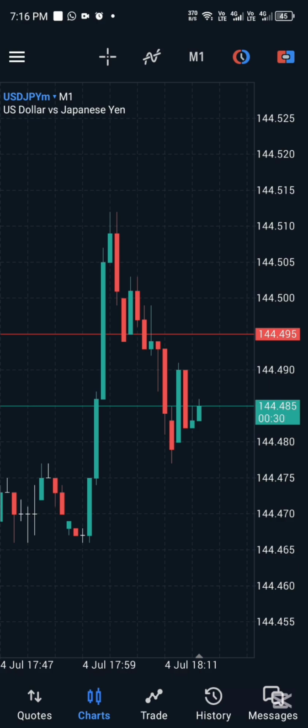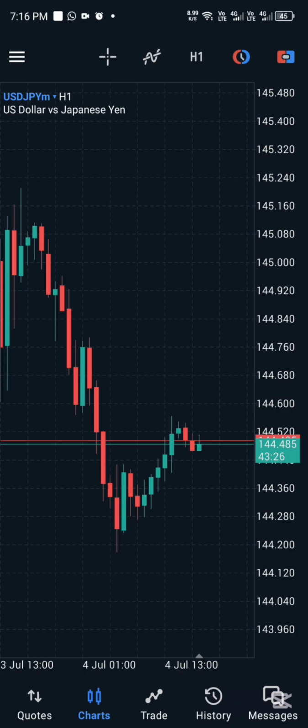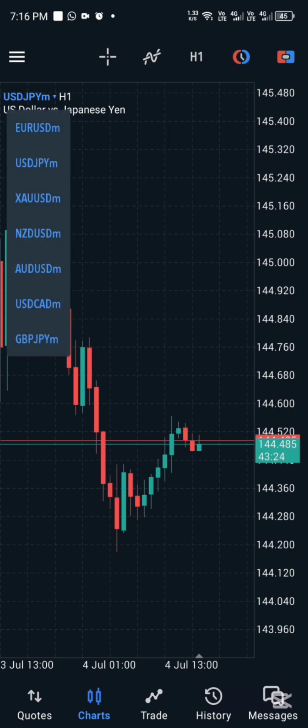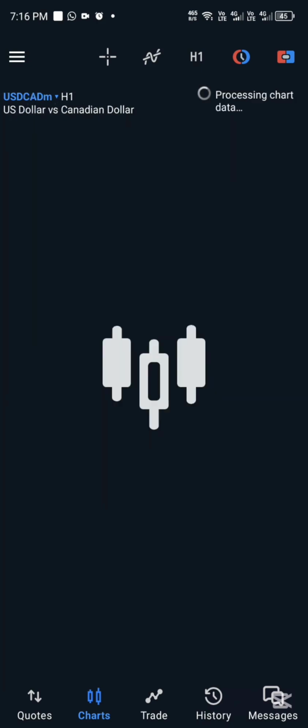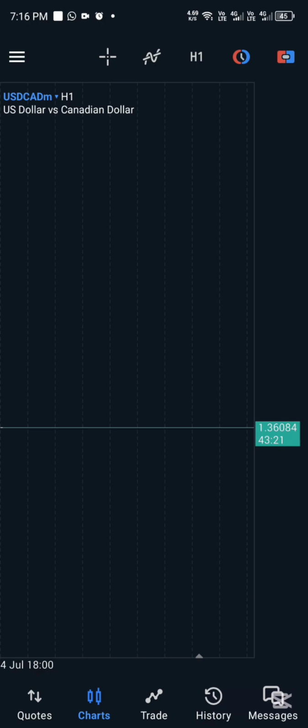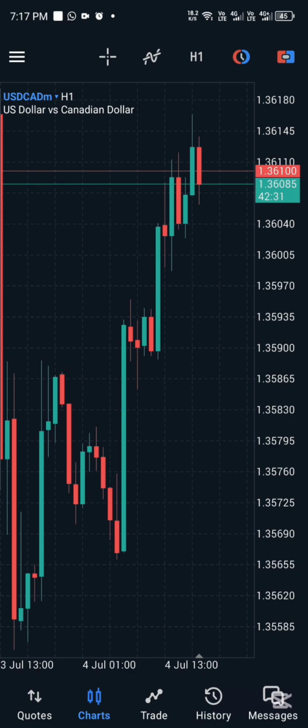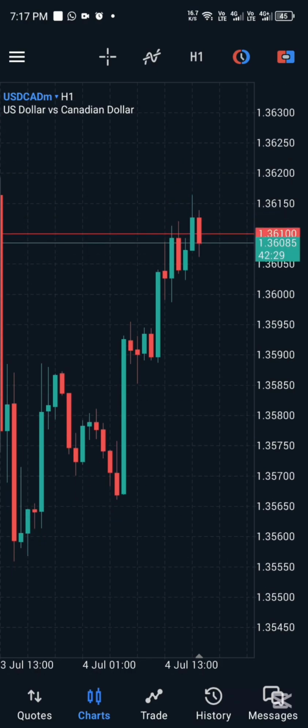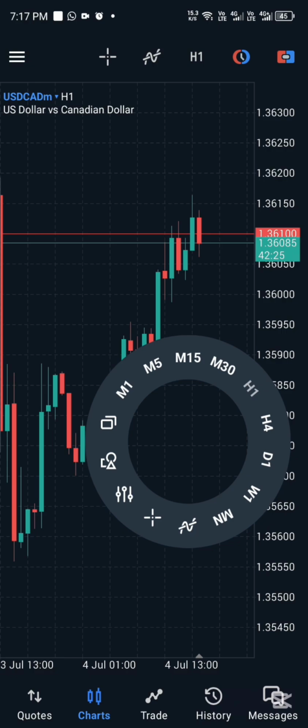So I'm going to switch now to the H1 back, and let's change pair to USD CAD. All right, it's loading the chart on USD CAD here. Let's see. So this is USD CAD. Okay, we can see the spreads on USD CAD on the 1 hour time frame, and I don't need to explain too much now. Let's just look at them.